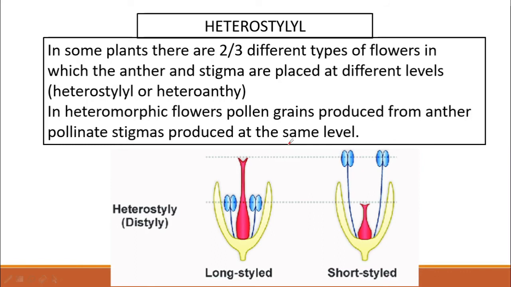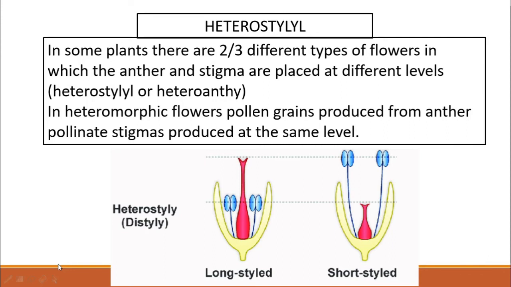In case of heteromorphic flowers, heteromorphic in the sense the flowers which have different lengths of style and filament, the pollen grains are produced from anther and pollinated on stigmas which are produced at the same level. So understand, the pollination would occur between this anther and this style because they are at the same level, and this anther and this stigma, which are present at the same level. This is how the phenomenon of heterostyly helps in preventing self-pollination and promoting cross-pollination.